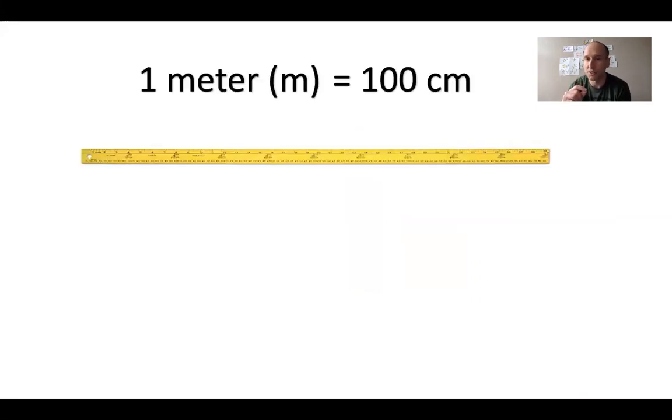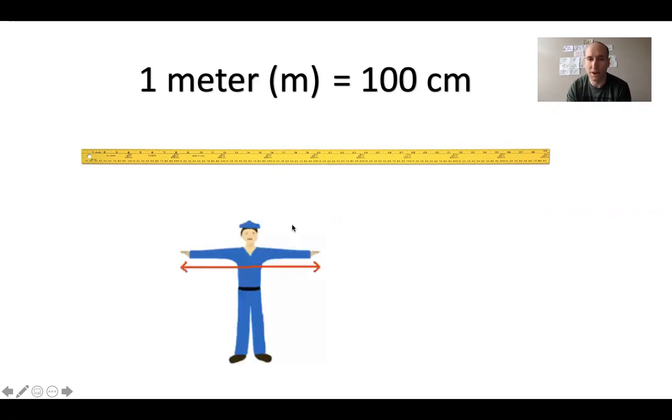A meter, boys and girls, is 100 centimeters. Now, the abbreviation for meter is m. The abbreviation for centimeter is cm. So 1 meter is 100 centimeters. If I want to think about how big a meter is, hold out your arms. This is your wingspan. From the tip of one finger all the way to the tip of the other finger. Your wingspan is about 1 meter long.